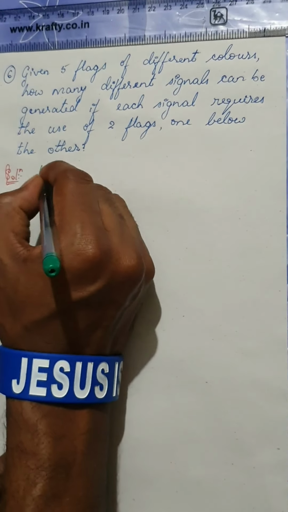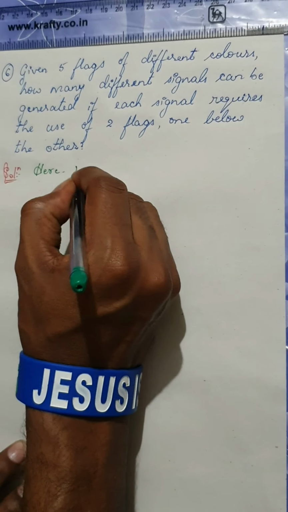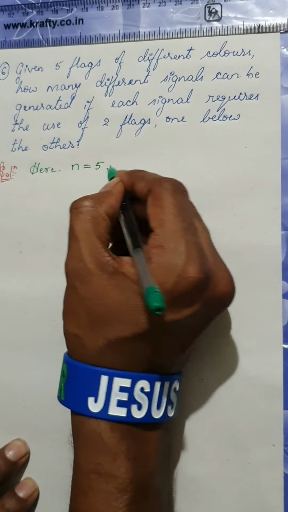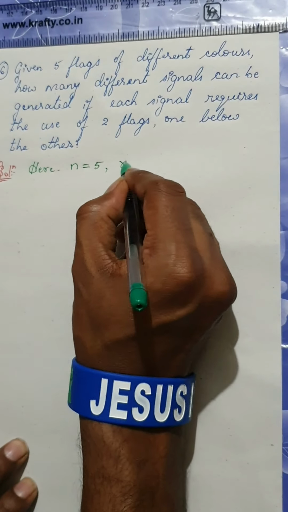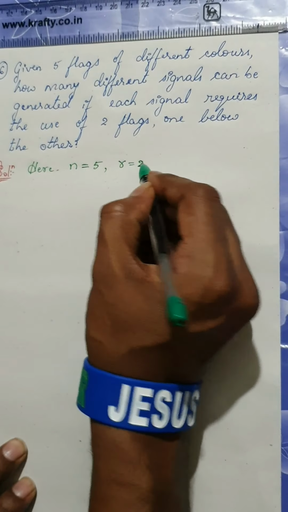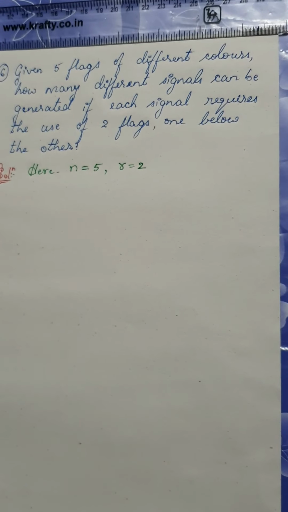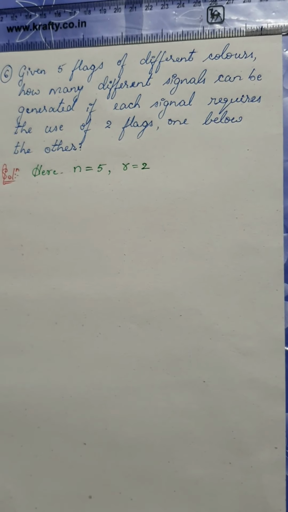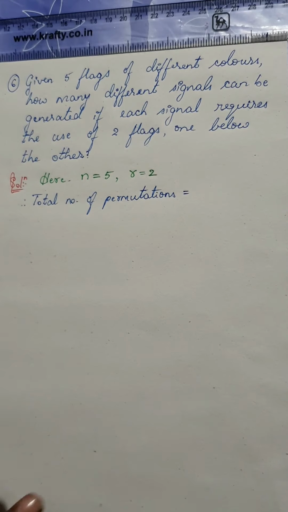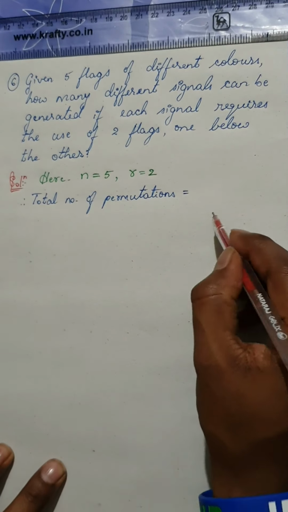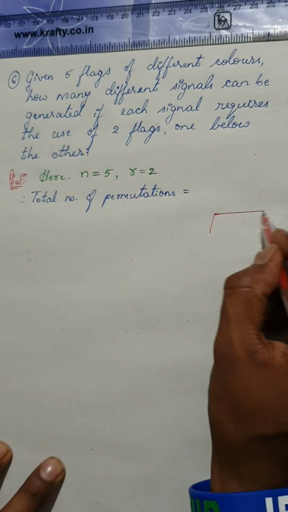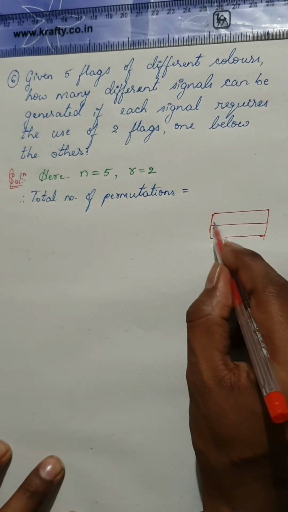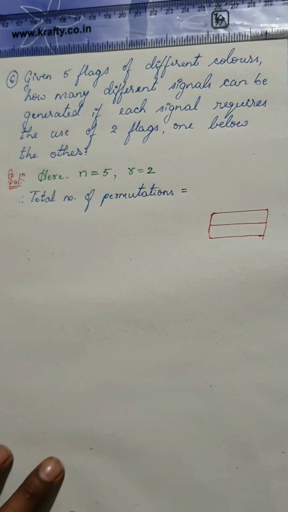Here let us write down the required data. Here n is equal to, so what is the total number of flags given? The total number of colors we have is n equal to 5, and we are going to arrange 2 colors among them. Again, you can use either the formula or the fundamental principle of counting. Now look here, dear students, the question is asking you to have flags one below the other. Are you following?